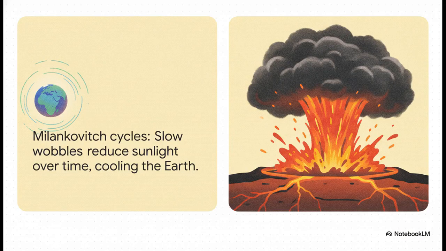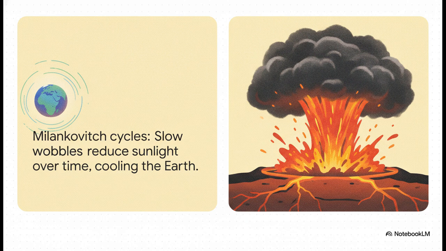Under the standard model, the explanation relies on Milankovitch cycles. These are very slow orbital wobbles that slightly reduce sunlight over tens of thousands of years. But here's the issue. Reducing sunlight is a cooling mechanism. It really struggles to explain the massive thermal heat source you need to evaporate the oceans in the first place.